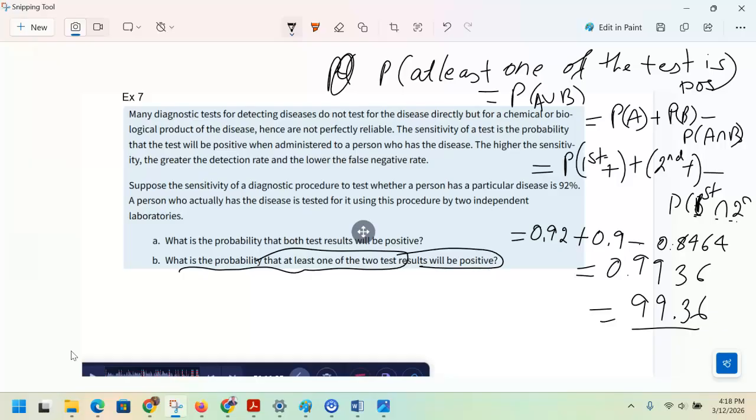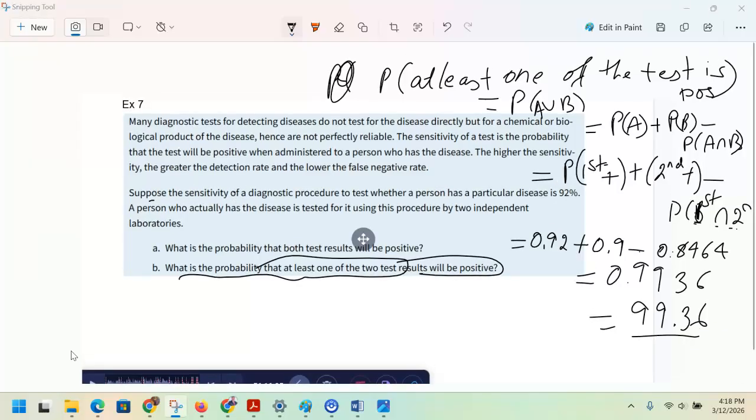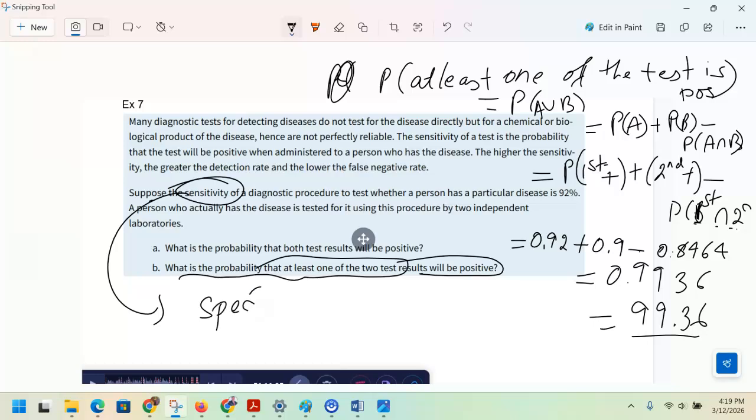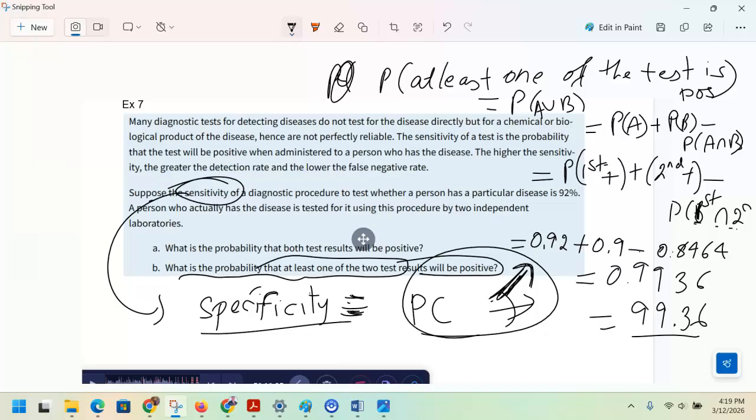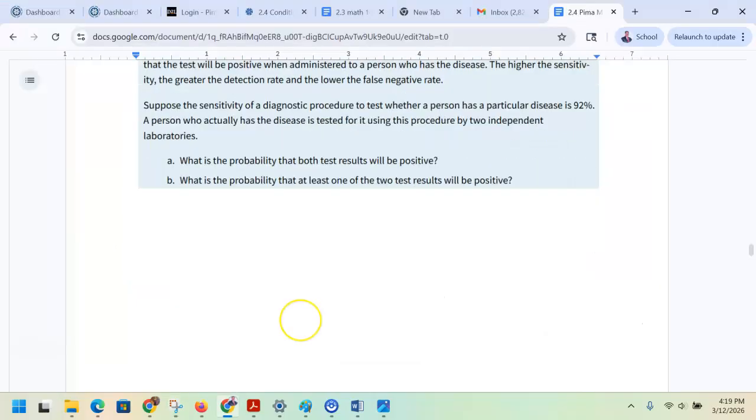Now, instead of the word sensitivity, another word used for the opposite idea is specificity. Specificity. It basically means we are checking the probability that a person does not have the disease and tests negative. So it's almost the same idea. We'll see that in the last question.